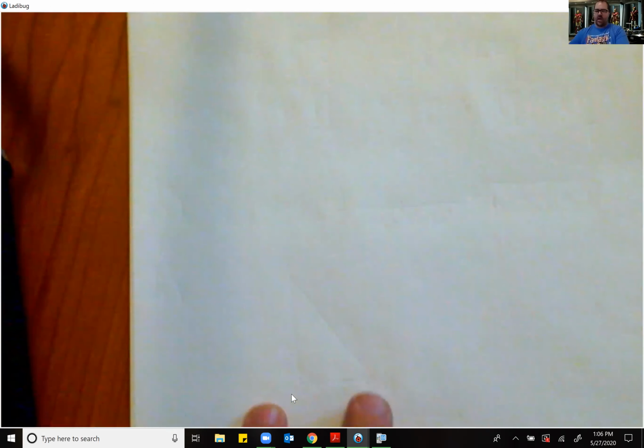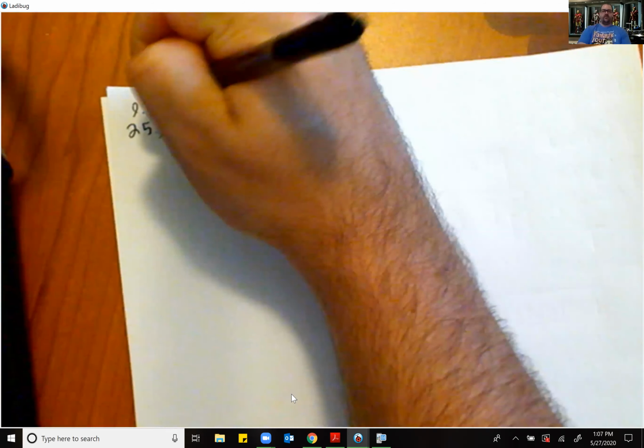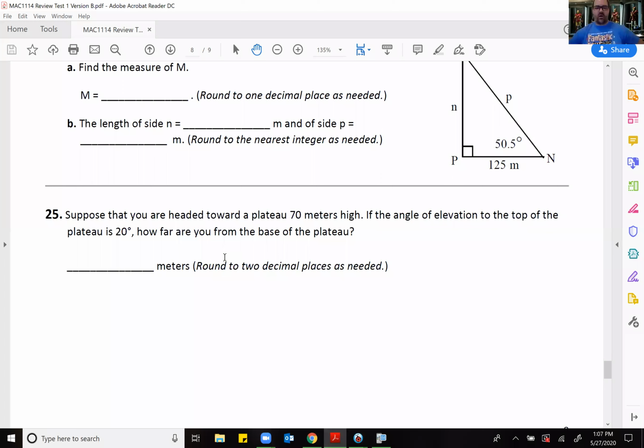Last but not least, number 25. Woo! We made it! Number 25, 9.7. All they want us to do here is solve for a certain piece of information, and they're throwing the vocabulary at you of angle of elevation. So it says, suppose you are headed towards a plateau, okay? 70 meters high. All right.